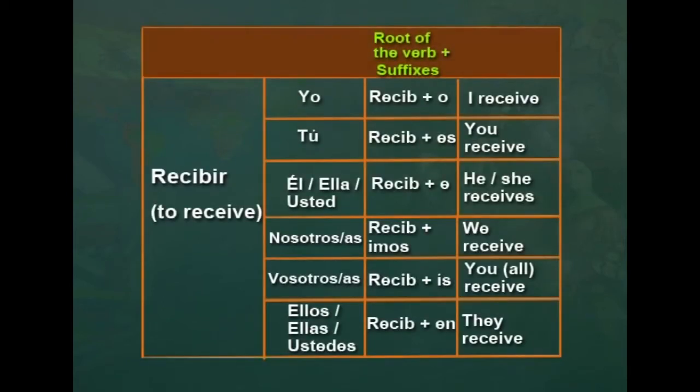Next verb is recibir, to receive. This verb has the root or stem recib. Yo recibo, I receive. Tú recibes, you receive. Él recibe, he receives. Ella recibe, she receives. Usted recibe, you formal receive. Nosotros, nosotras recibimos, we receive. Vosotros, vosotras recibís, you all receive. Ellos reciben, they receive, for masculine. Ellas reciben, they receive, for feminine. Ustedes reciben, you all receive, the formal one.